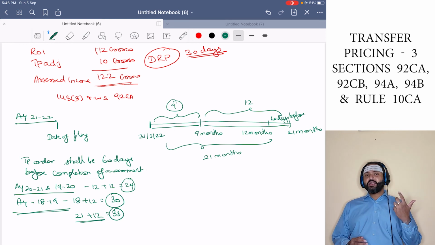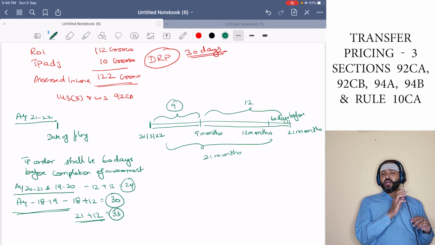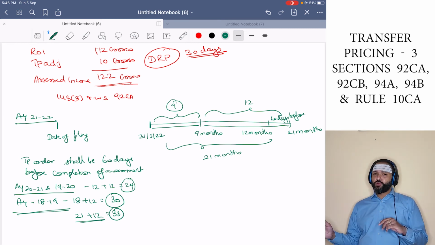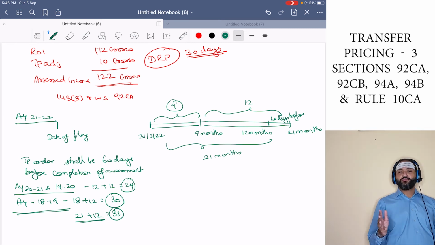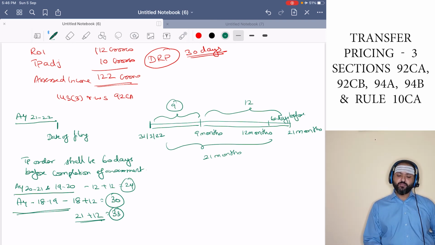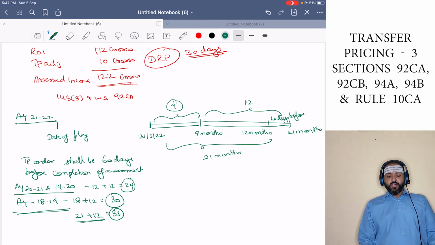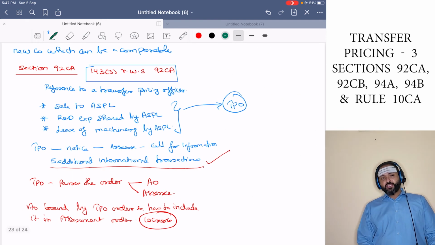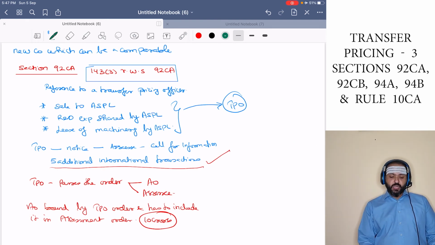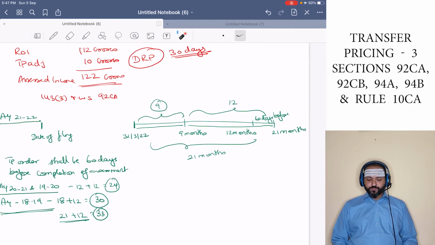For example, March 18 is the end of the assessment year. So starting from April 18, you will have to compute this time period. Okay, so this is how we compute the time period. So these are the important time periods with reference to the transfer pricing officer being referred to for the case of the assessee. Fine. So this is covered. This provision of reference to transfer pricing officer is covered under section 92CA.